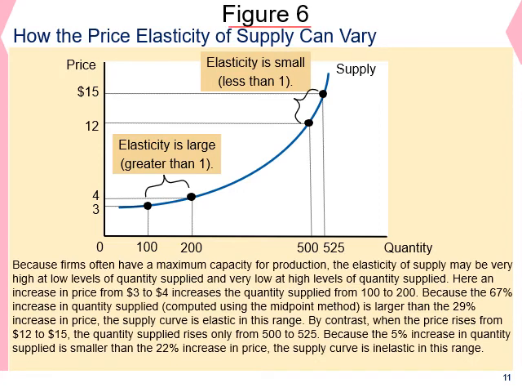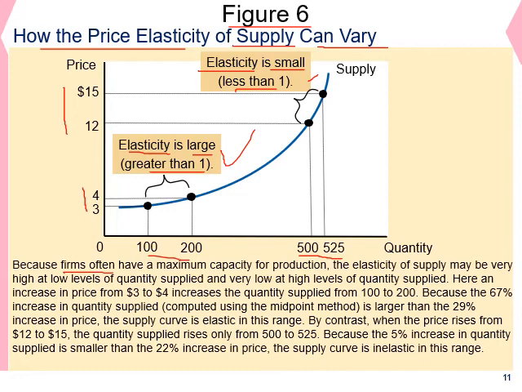Figure number 6 displays how the price elasticity of supply can vary. For instance, at a low price and low quantity, the elasticity of supply is large, greater than 1. On the other hand, at a high price, 12 to 15, and high quantity, 500 to 525, the value of the elasticity is small, less than 1. The supply curve is inelastic here, and the supply curve is elastic in this case.